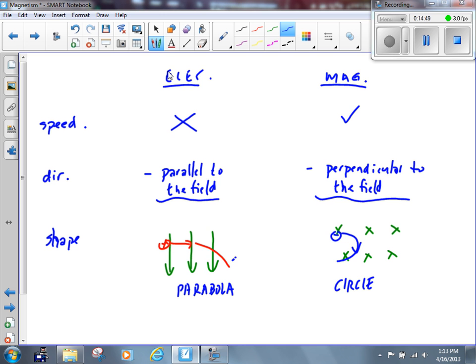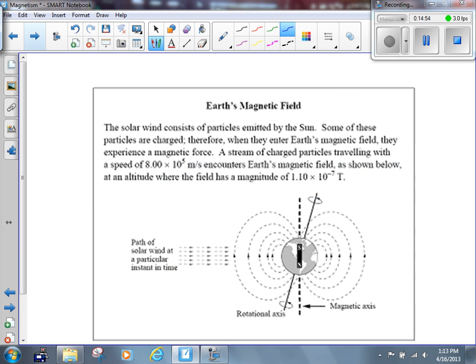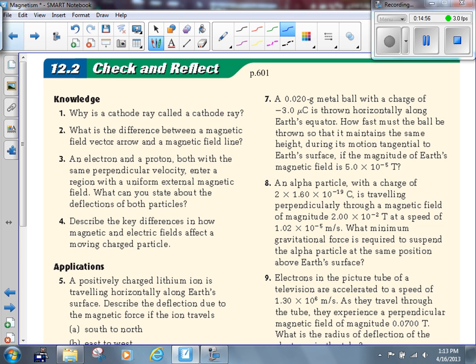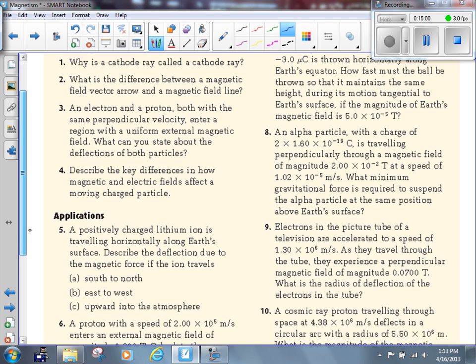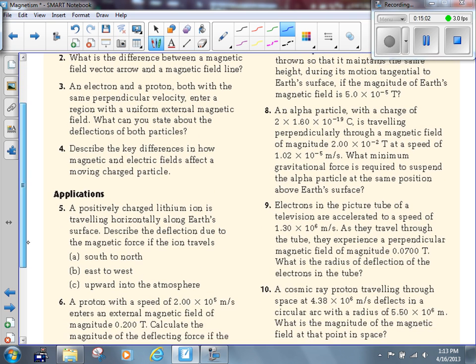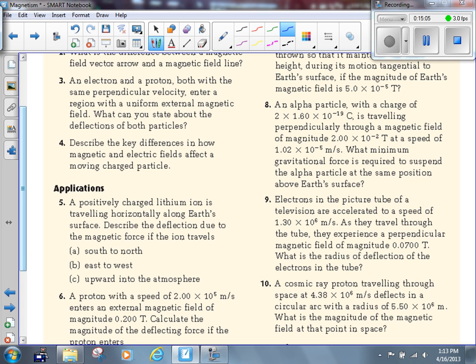Is that good for number 5? Number 6. Oh, sorry, that was number 4, I guess, wasn't it? Is that 4? Yeah. Number 5 says a positively charged lithium ion is traveling horizontally along the Earth's surface. Describe the deflection due to the magnetic force if the ion travels south to north, east to west, upward in the atmosphere.